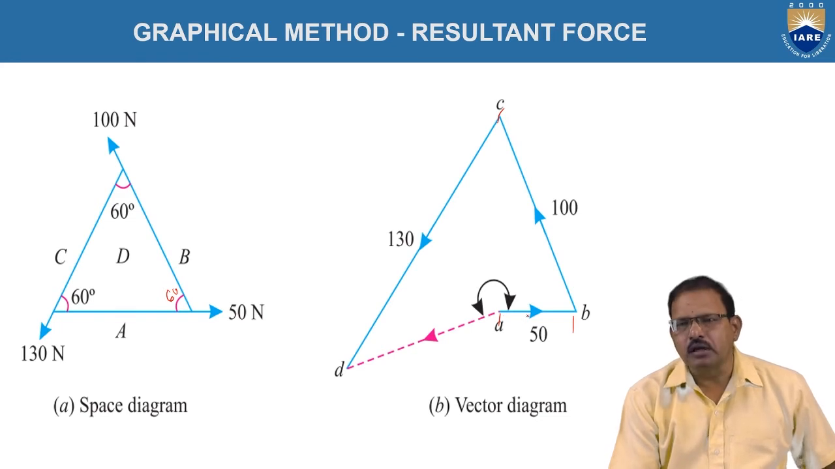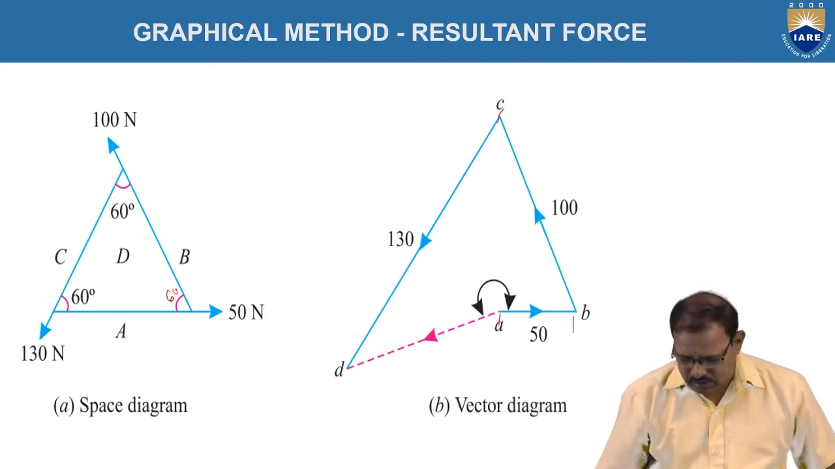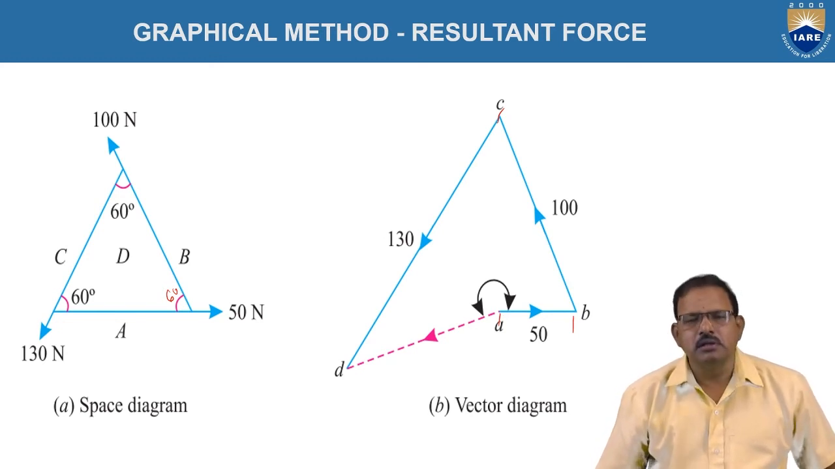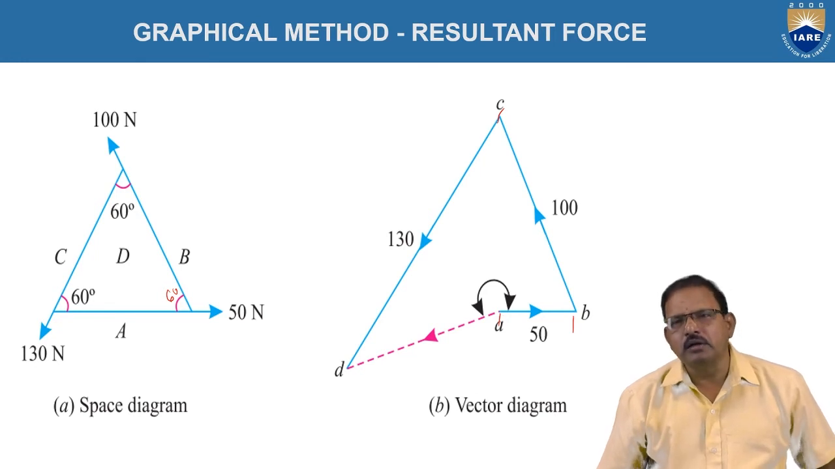That means AB, BC, CD, and DA are required, but acting in opposite directions. This diagram is called the vector diagram, and the diagram which shows the various forces acting on the body is called the space diagram. By using this diagram graphically, we can determine the resultant of three forces which are acting on the sides of a triangle.